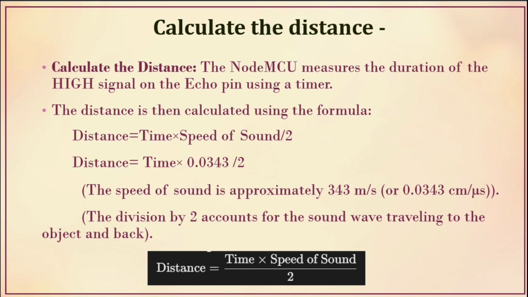We know the speed of sound is 330 meters per second. We all know that, and we will calculate the time when we receive the signal. As we know, speed is equal to distance divided by time, so distance is equal to speed multiplied by time. If we have speed and time, we can find the distance. This is the basic principle.